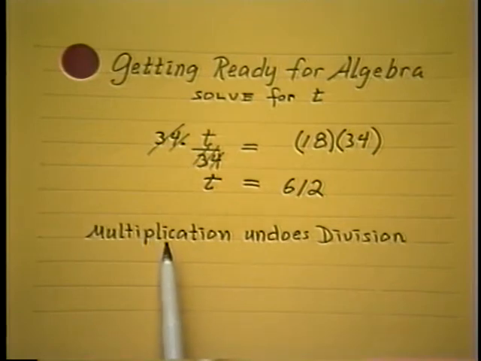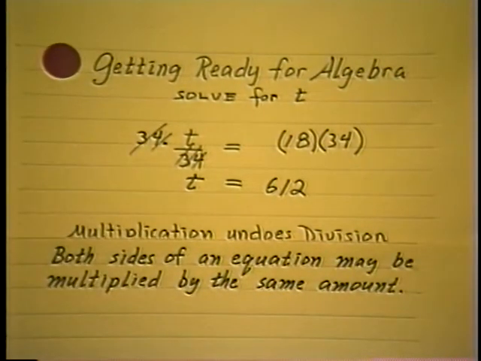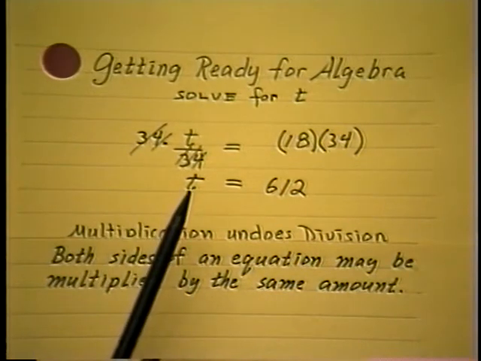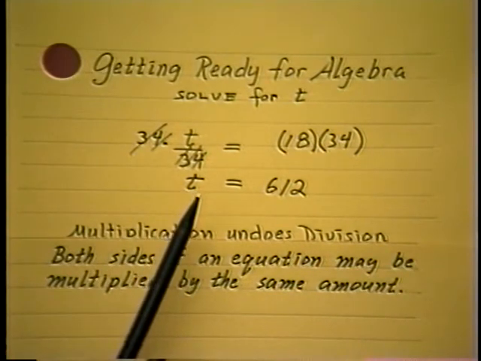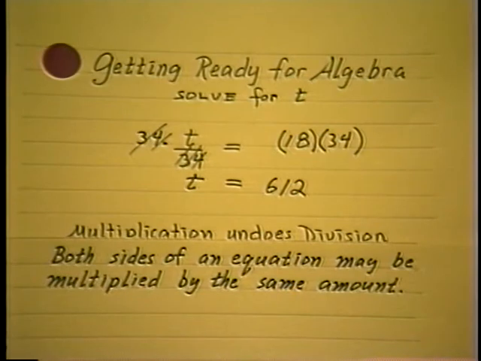Now, your friends in algebra will probably remember this rule as: both sides of an equation may be multiplied by the same amount. When you do get into algebra, be prepared to be a little bit more technical and detailed than this. But this at least gets you moving into algebra a little bit more comfortably, and we hope with a little bit less fear.